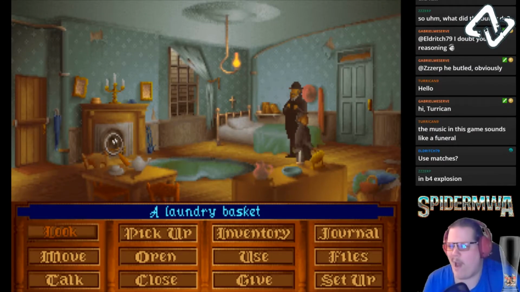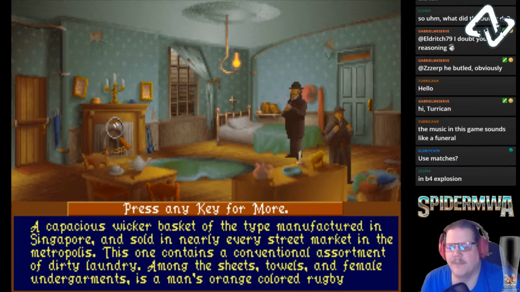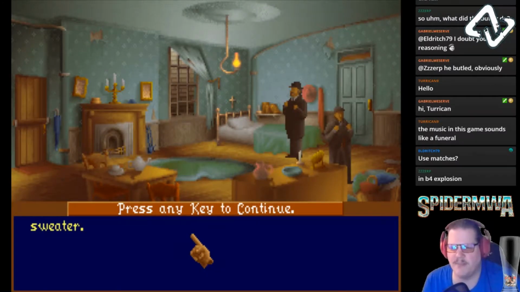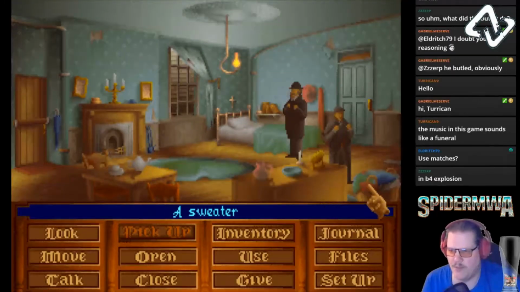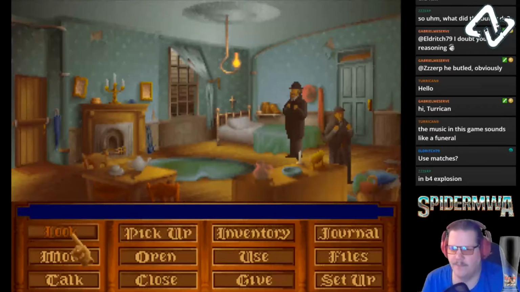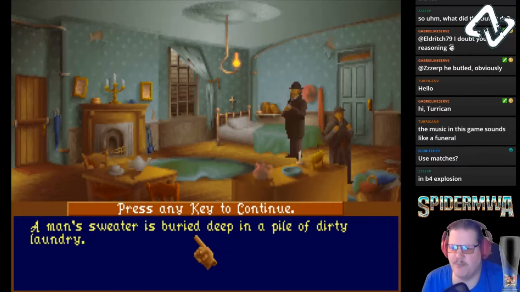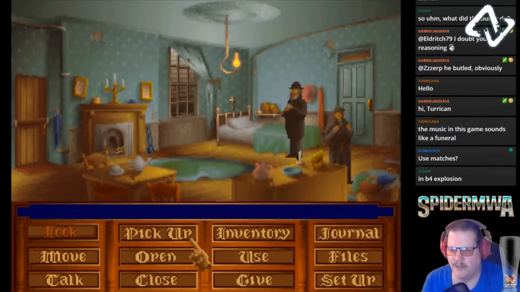Or maybe it's Wapping. A capacious wicker basket of type manufactured in Singapore and sold in nearly every street market in the metropolis. This one contains a conventional assortment of dirty laundry. Among the sheets, towels, and female undergarments is a man's orange-colored rugby sweater. You don't say. A man's sweater is buried deep in a pile of dirty laundry.